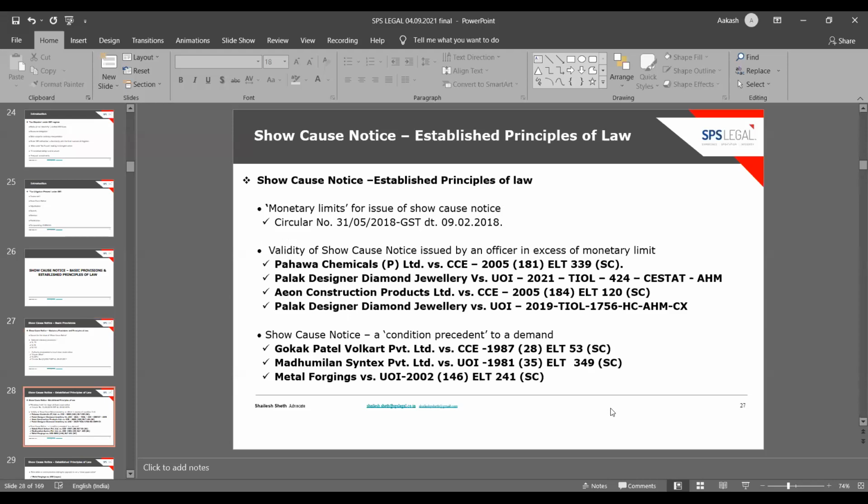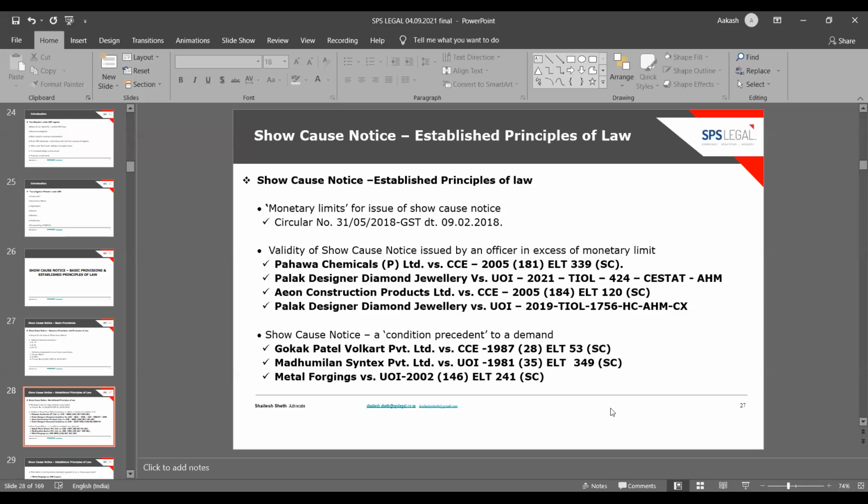The first aspect which we need to see: there are certain established principles of law which need to be kept in mind when we actually deal with the show cause notice. Just as only the proper officer can issue a show cause notice, the board has also notified, by the circular dated 9-2018, the monetary limits for the issue of the show cause notice. This is mainly for the proper demarcation of the work between the officers and to augment the scarce resources available with the department. So the work is basically divided based on the monetary powers, so that one particular officer does not get loaded under the mounting show cause notices.